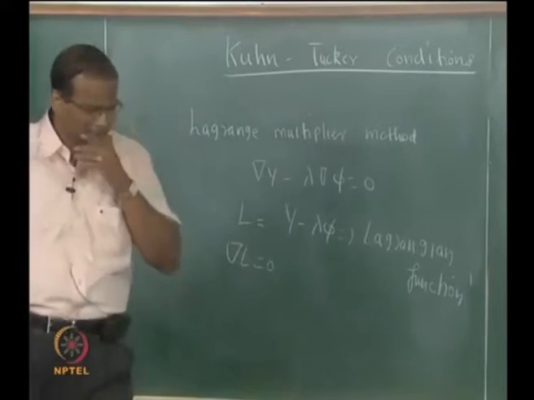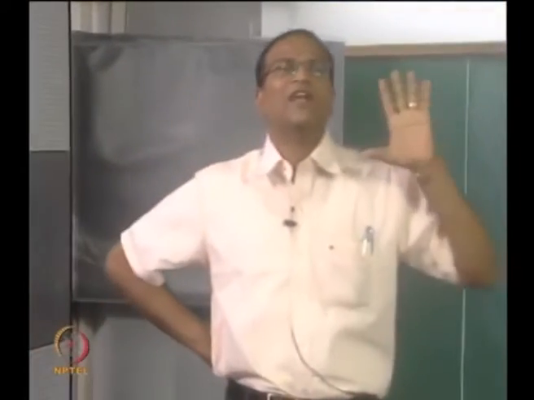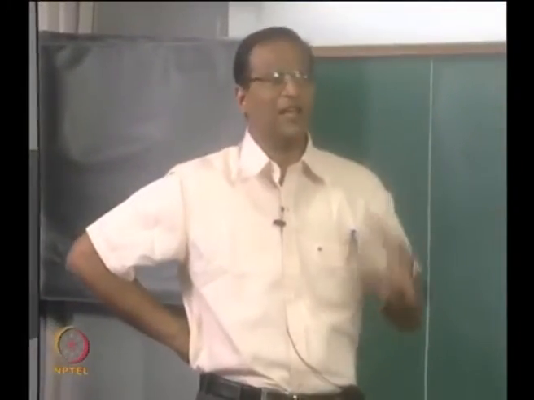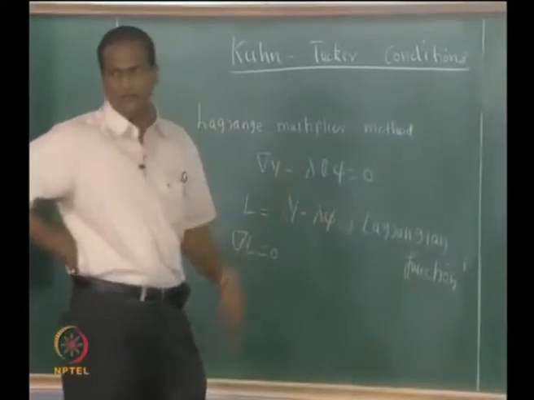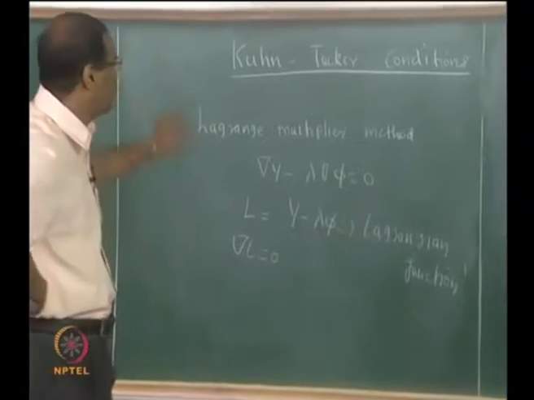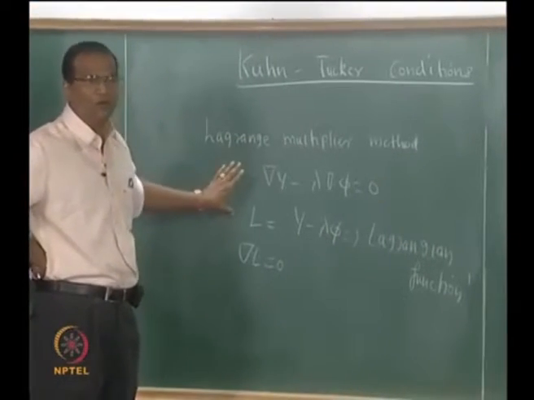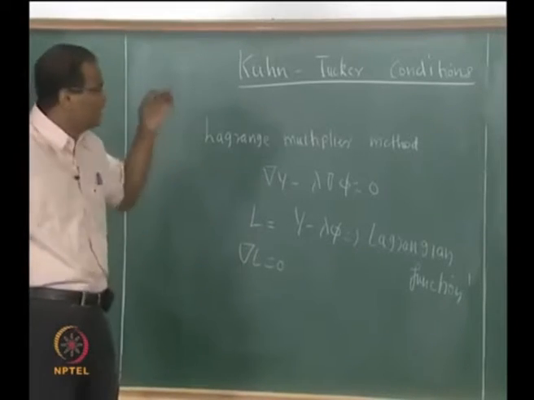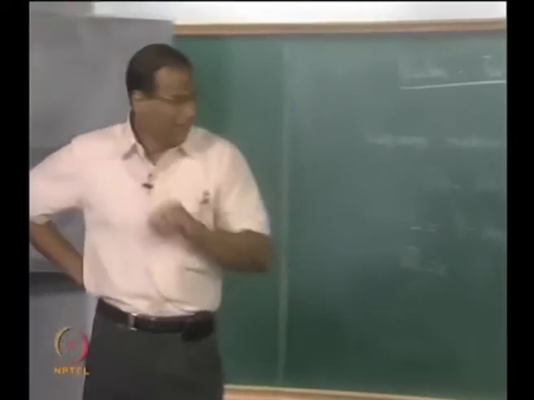Yet another concept is we are actually trying to solve for the Lagrangian function, where the Lagrangian function is basically y minus lambda phi. This is one way of looking at it. Operations research people will look at it this way. If you look at any OR book, when they talk about Lagrangian multiplier, they will introduce a Lagrangian function first, okay.